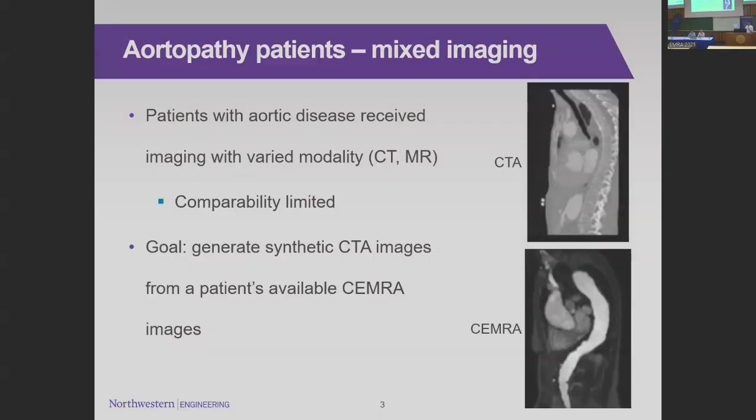So the basic premise here is that patients who are being monitored for aortic disease potentially receive a mix of modalities for imaging the aorta, so CT and MR generally, and that limits the ability to compare across time in these patients. So the idea here was a preliminary investigation to try to generate synthetic CT images using the MR images from a patient.